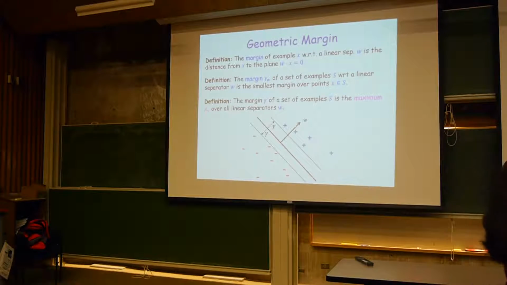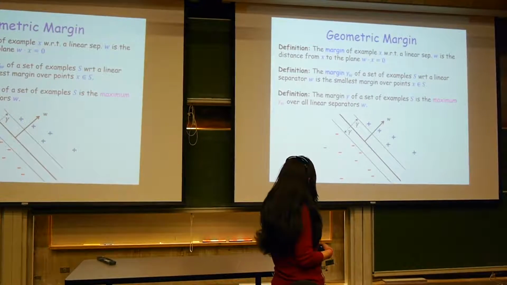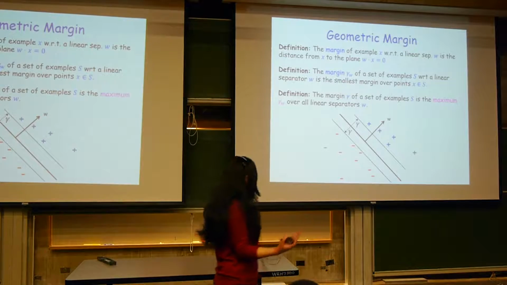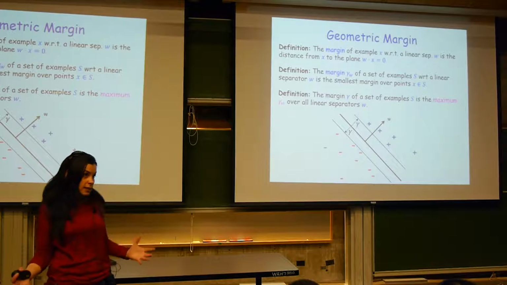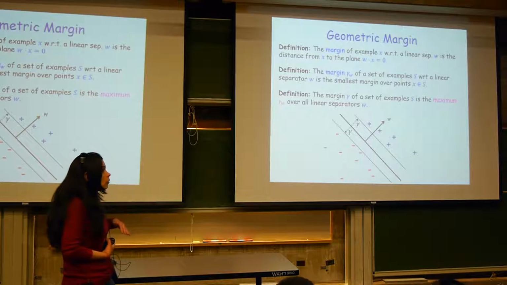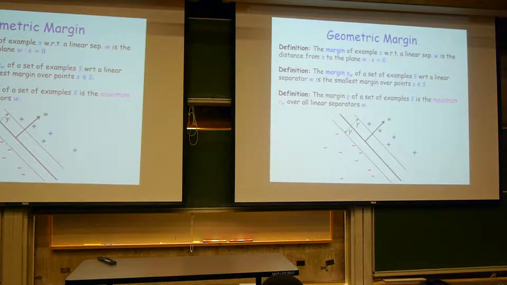So I just defined the margin of an example X with respect to a separator, but now if I have a set S of examples, the margin of the set S with respect to a separator is simply the smallest margin of an example X with respect to that separator. And now I can also talk about just the margin of a set S, which is the maximum margin of a linear separator with respect to that set S. So I search over all possible linear separators, and I take the one of maximum margin. The margin of that separator of my set S is exactly the margin of the set S.